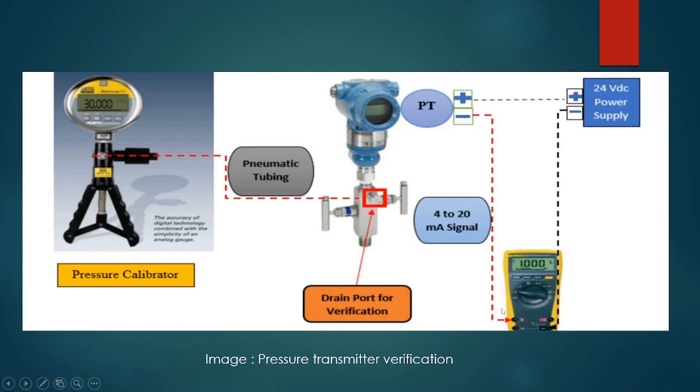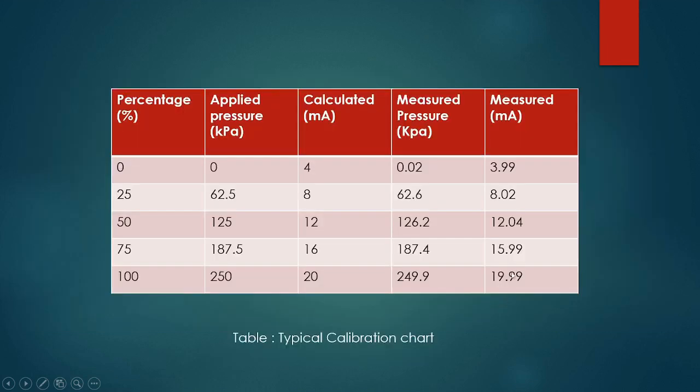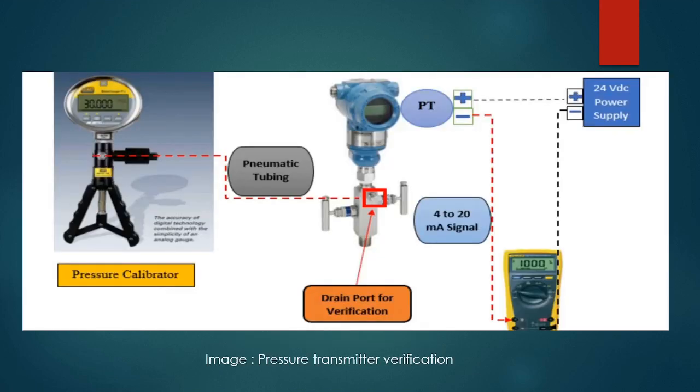Now, as you apply each pressure, we record the measured output and we compare it with the supposed output that is supposed to be obtained. If there is a considerable difference between the applied pressure and the measured pressure, then we proceed to do the necessary adjustments. There are two types of adjustments that can be done. One is a zero adjustment, another is a span adjustment.